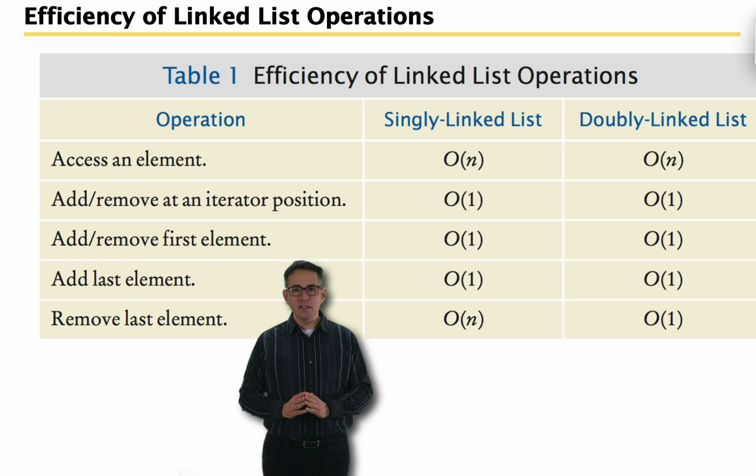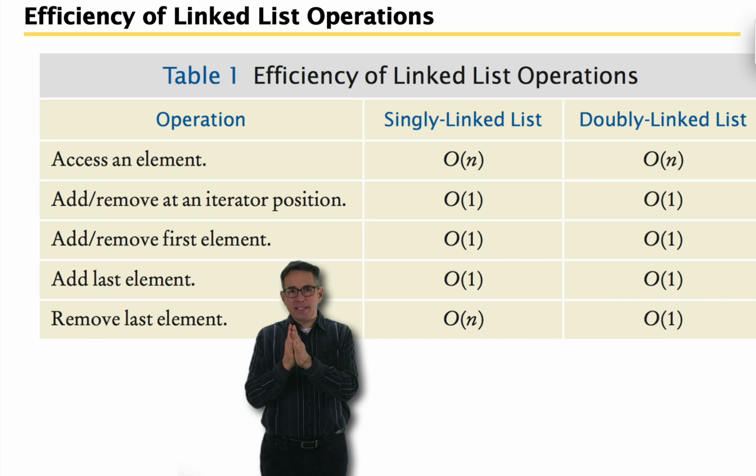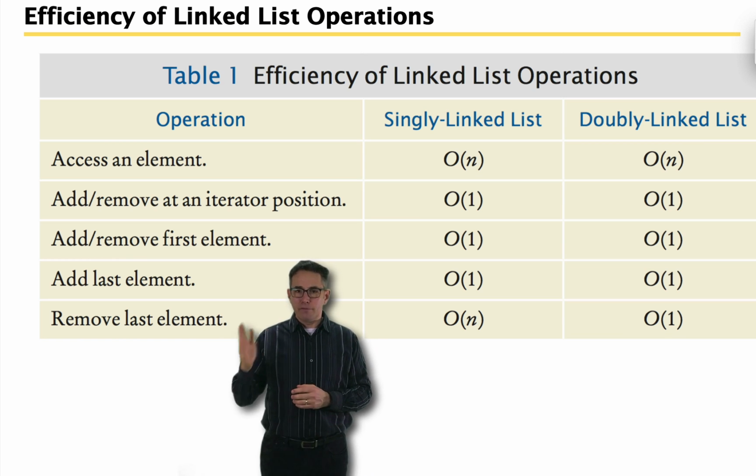What we see is that a singly linked list and a doubly linked list both take order n amount of time in order to access an element, because regardless of whether it's singly linked or doubly linked, we have to walk down our list to get to it. If we want to add or remove an element at a given position, both singly and doubly linked lists take a constant amount of time, because once we're at a spot, it doesn't matter how long our list is, it's a constant amount of time to patch it up. The first element is a constant amount of time to remove it and patch it up. And assuming that our singly linked list has a pointer to the end, adding an element to the end is a constant amount of time.